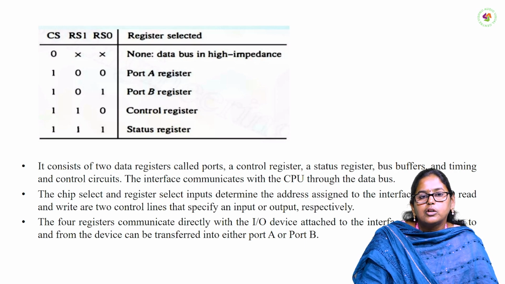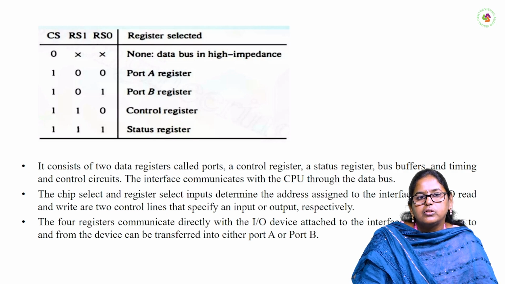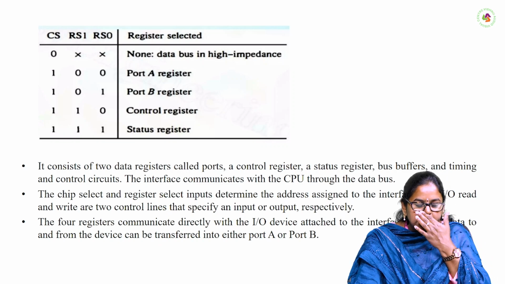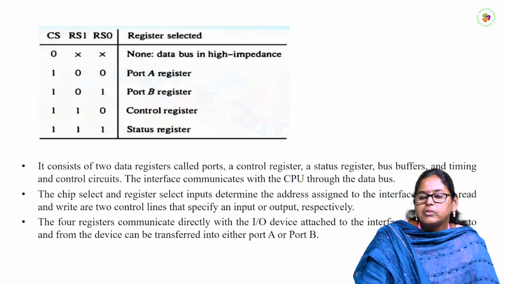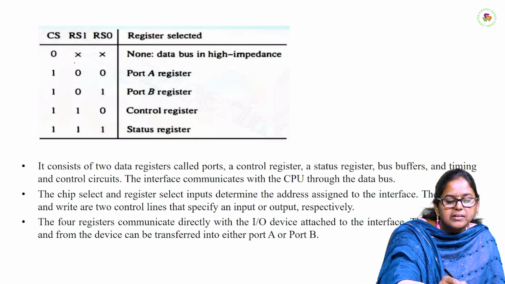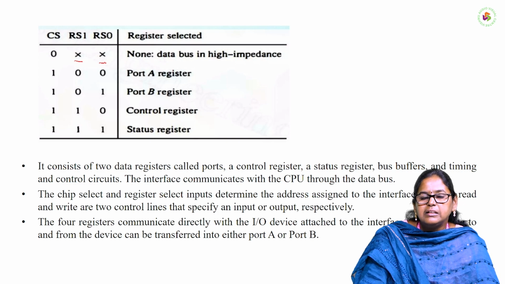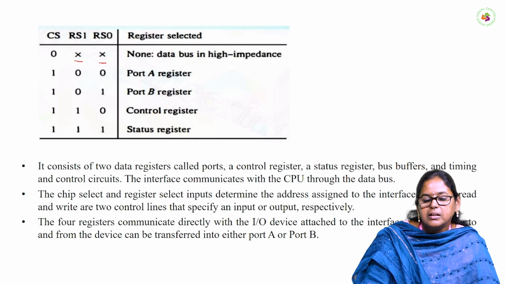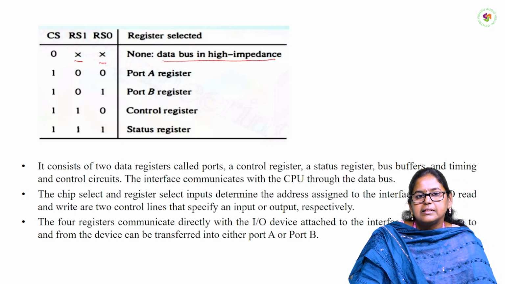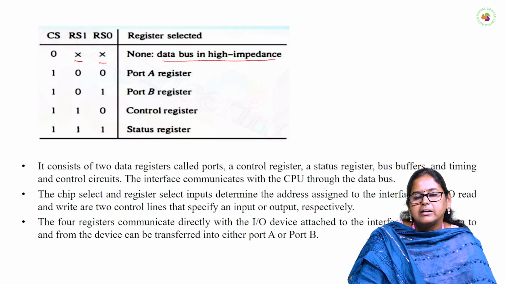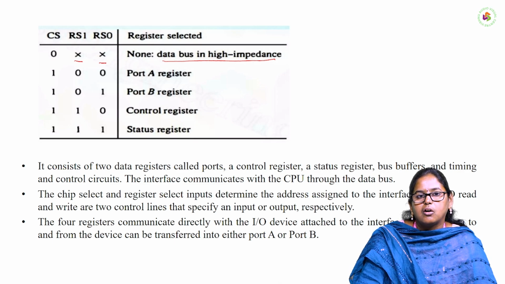If the chip select value equals 0, the interface will not be in the working condition. If the chip select is equal to 1, then only is it in the working condition. RS1 and RS0 we are not going to mention, so you can see them represented with X. As the interface is not in the working condition, the data bus is in a high impedance state. High impedance state means it acts like an open circuit. The interface will not be in working condition and it won't transmit any kind of data.